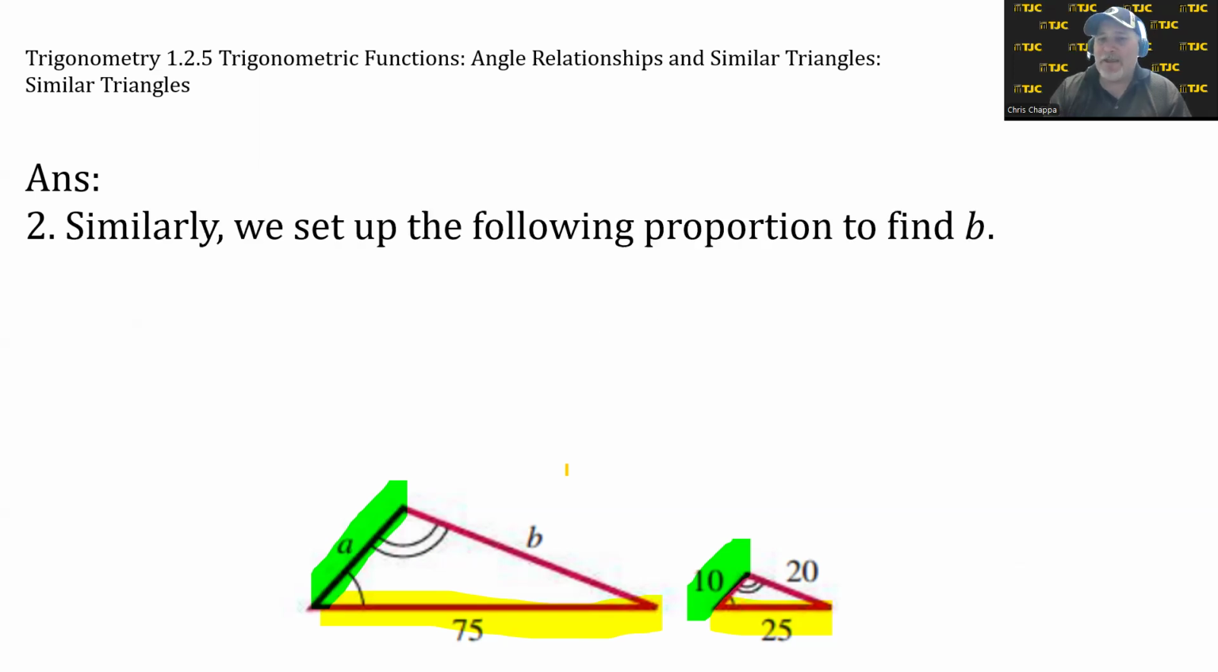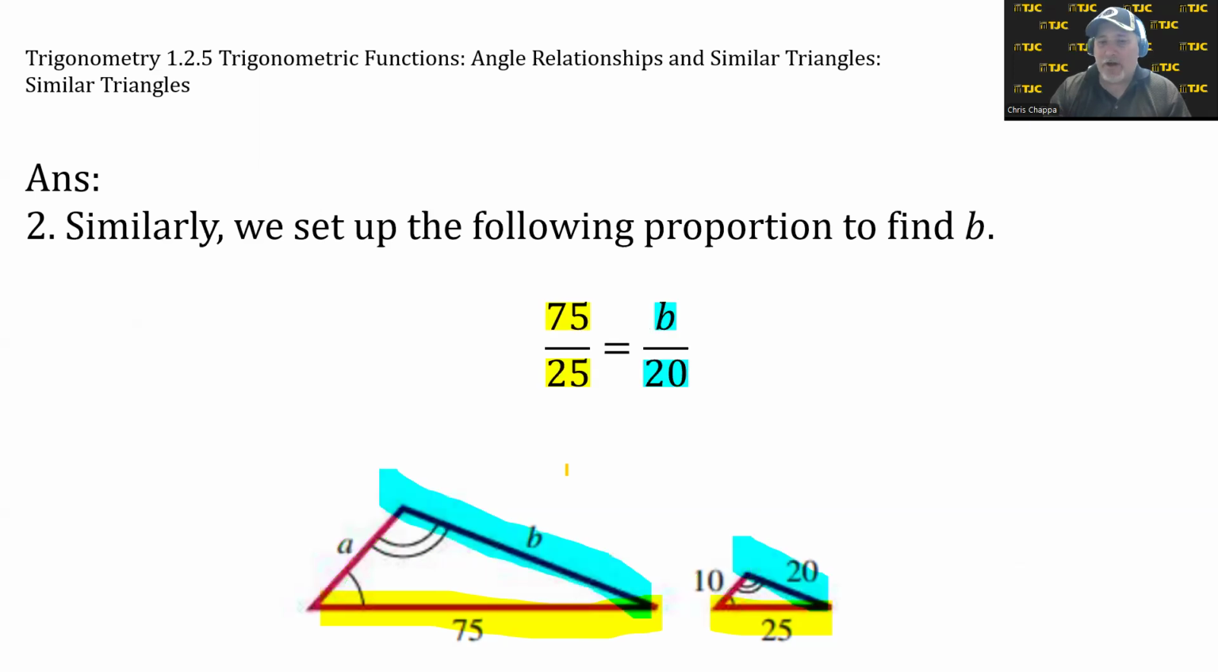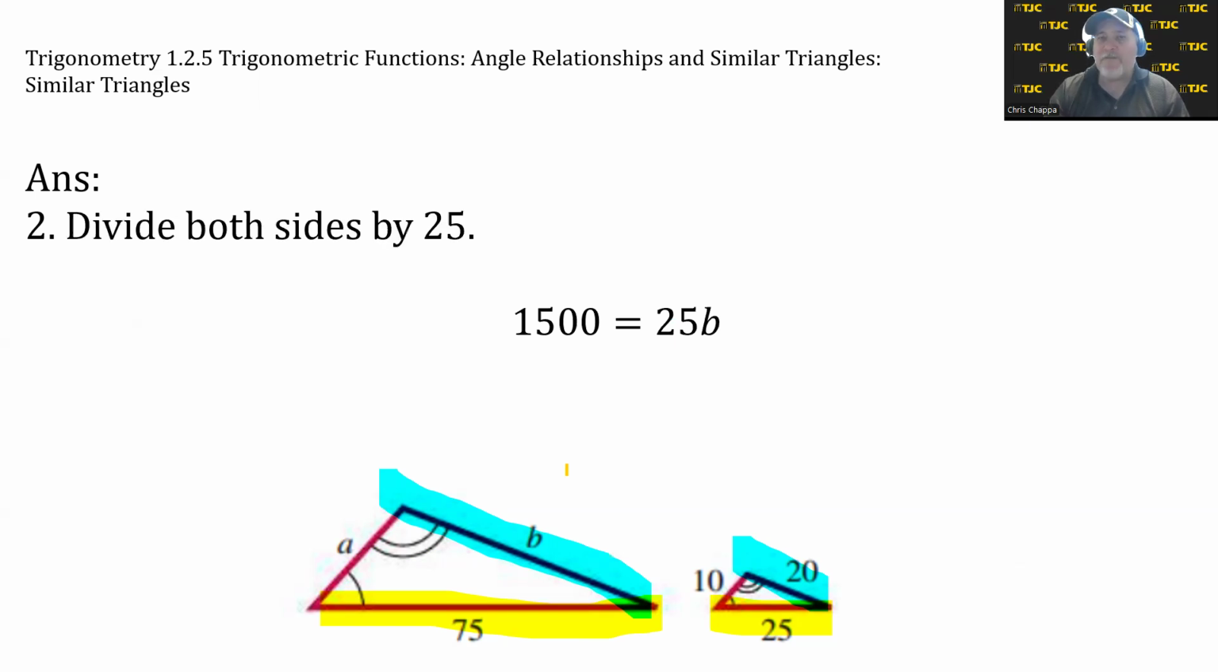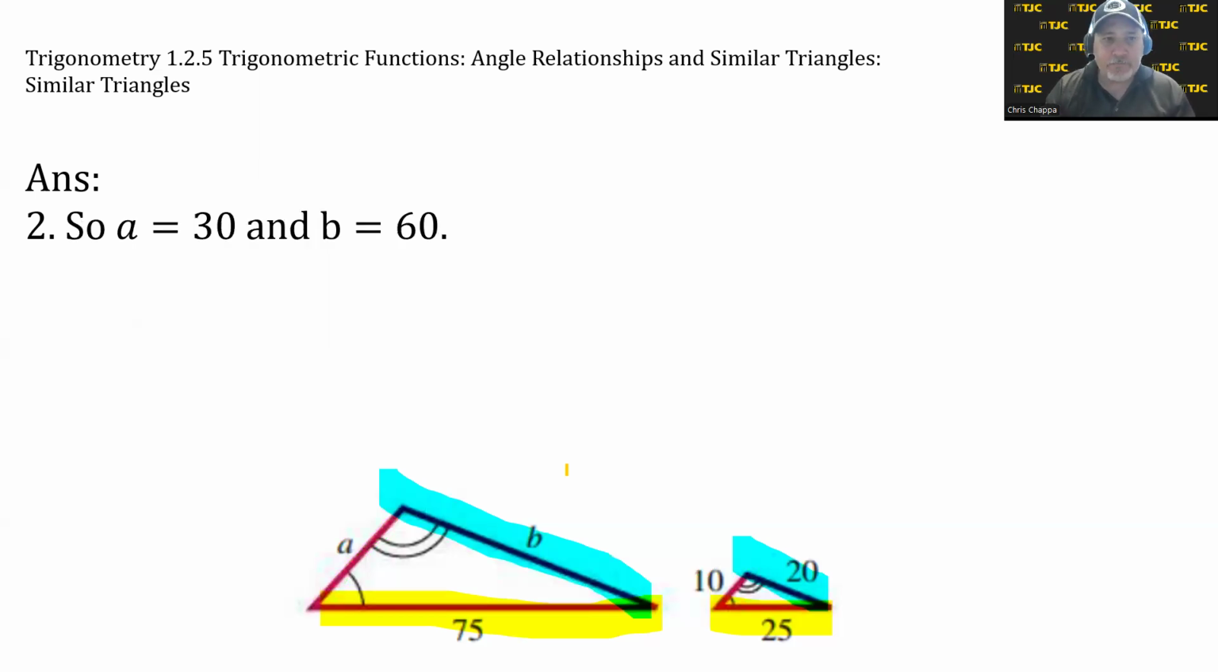Now we've got to find B, so we're going to have to use its pair, B and 20. Using 75 and 25 again, 75 over 25 equals B over 20. Cross multiply to get 1500 equals 25B. Divide both sides by 25 to get B equals 60. I know I went through solving the equation quickly, but this is not an algebra class. You should be able to solve that equation. We get A equals 30 and B equals 60.